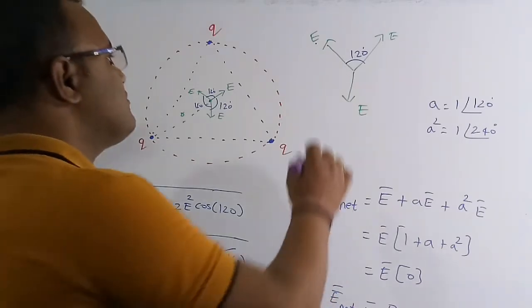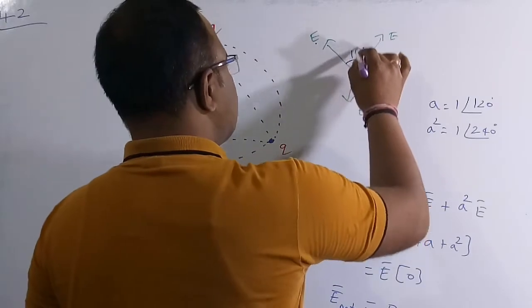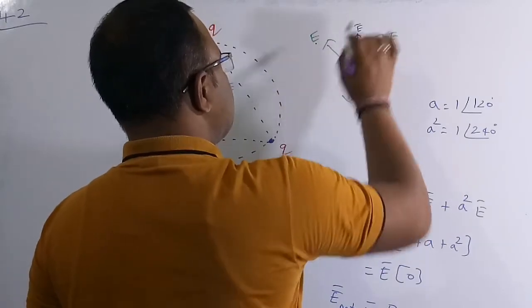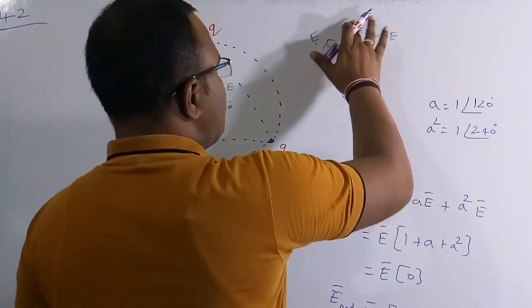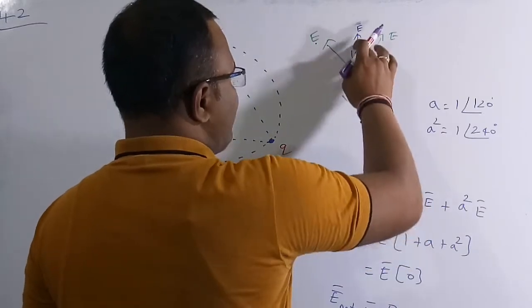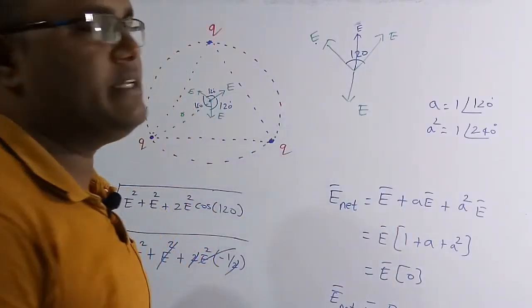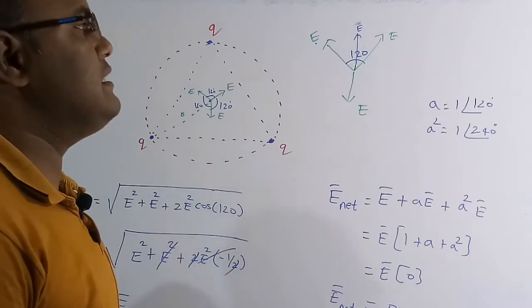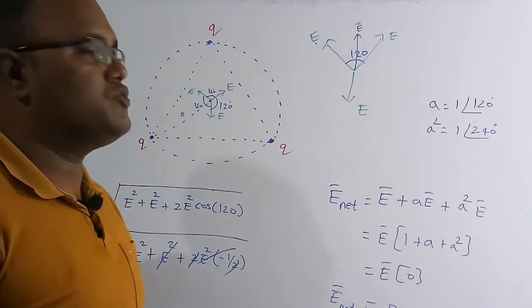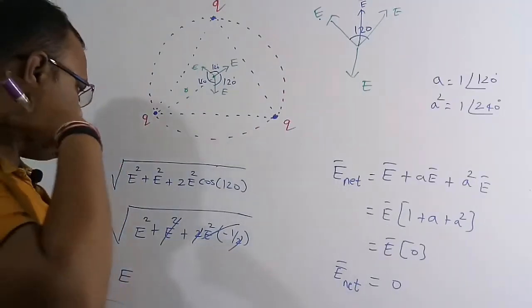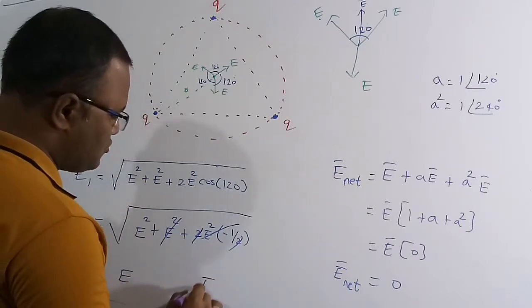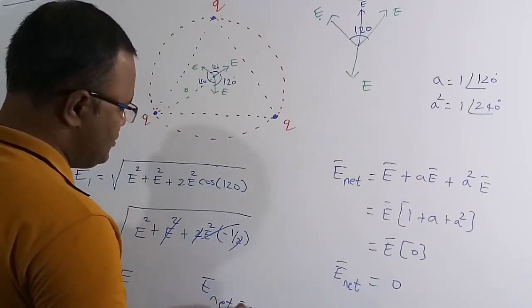So because of these two vectors the resultant vector will be in this direction with the magnitude of E. But if you see clearly, this resultant and the third vector are opposite and the length is also the same, so they are going to get cancelled out. So finally the net electric field intensity is equal to 0. This is the correct solution of this question.